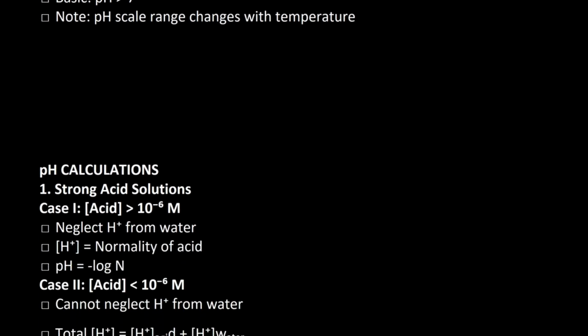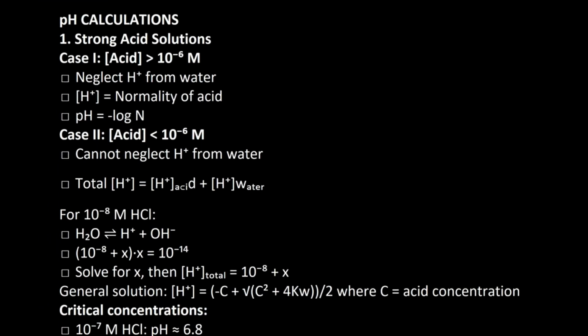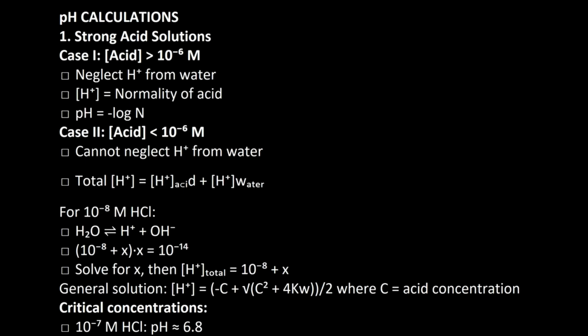And the pH scale changes with the temperature. Okay, so first of all, strong acid. Strong acid means the acid concentration will be greater than 10 to the power minus 6 molar. Okay, that is case 1. In that case, we can neglect the H plus concentration from the water.